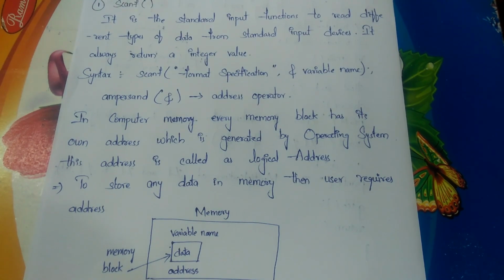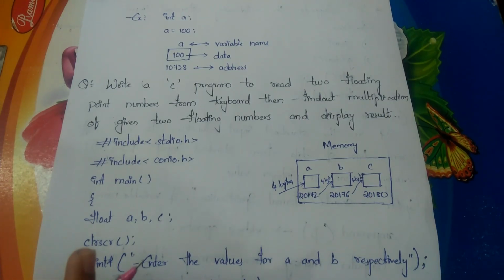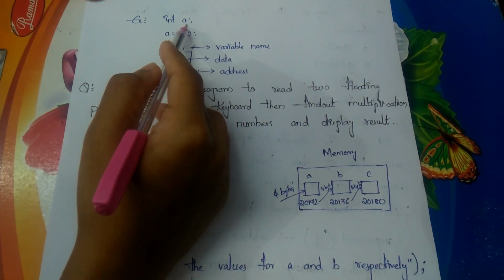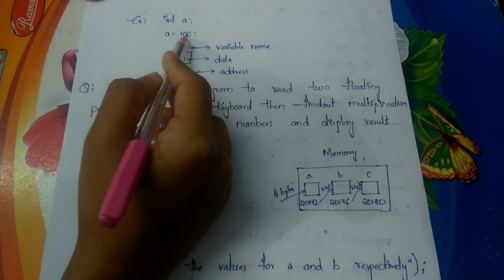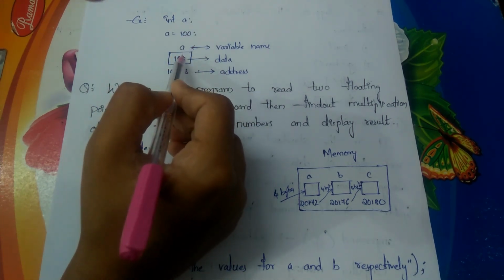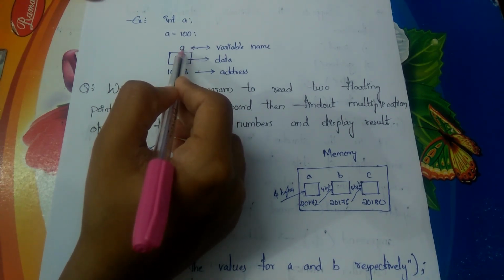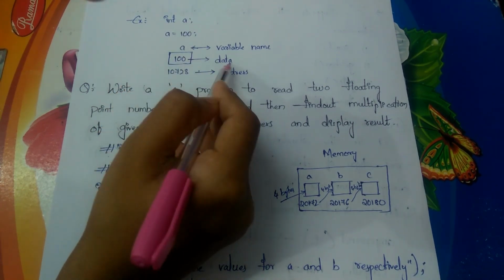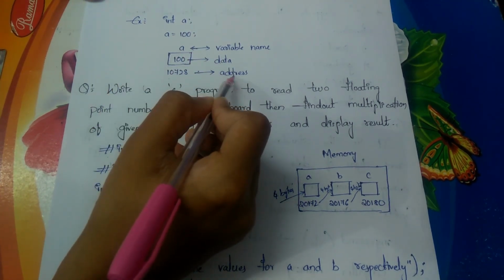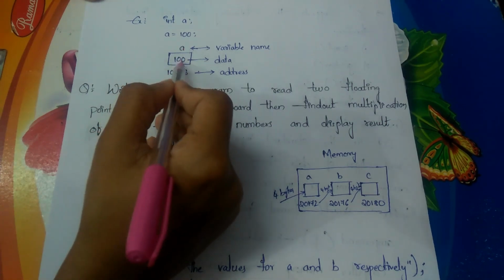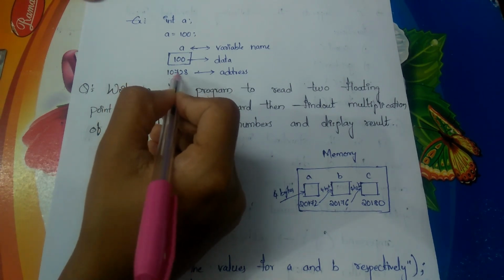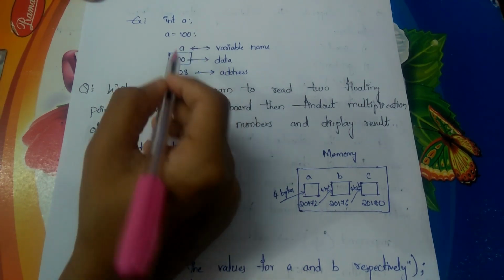The example is int a; one variable I declared with the data type int. Now a equals 100. Declaration is completed, initialization is also completed. Now a memory block will be created with the variable name a, and this 100 will be stored in the memory block, and some address will be generated by the operating system. For this a equal to 100, the address generated by the operating system is 10728. So this is the address of a.